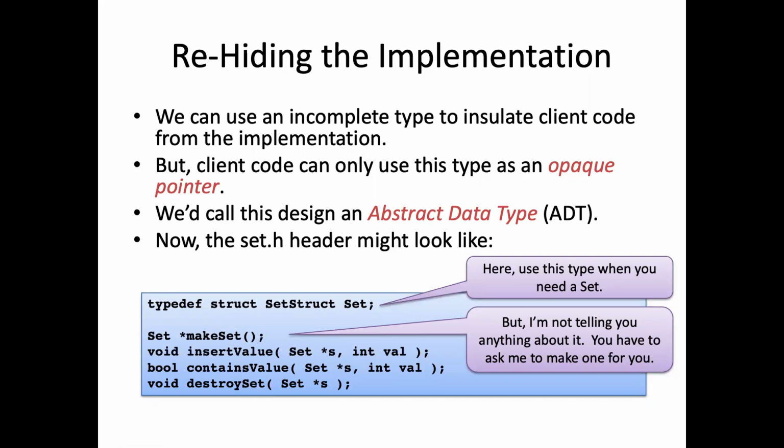Oh, and I skipped this term here. So we would call this an abstract data type. You can make a set, you can make as many of them as you want, but you don't have to know anything about how the set is implemented, not even how it's stored. I hid all of that and removed it from the header file.